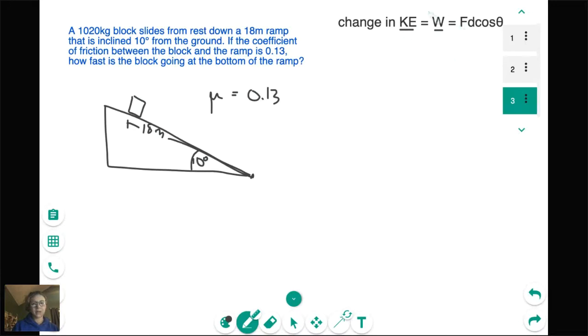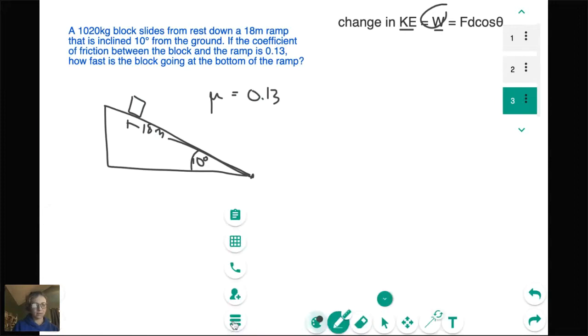Okay, so even on the exam, the equation you're going to see on your equation sheet is delta E equals W equals F d cosine theta. But keep in mind, this is the net work. It's the total amount of work. You can't just pick one random force and find the work done by that force.